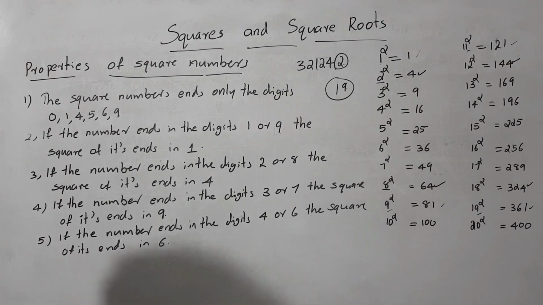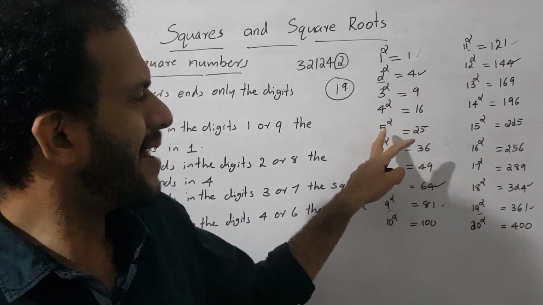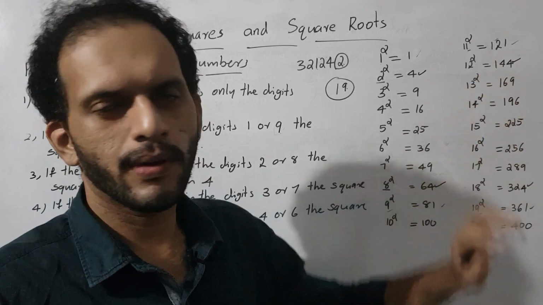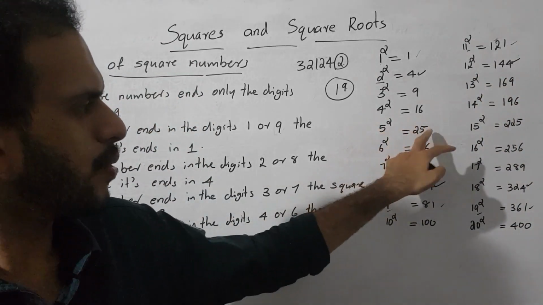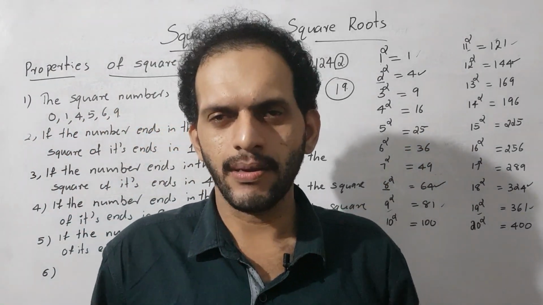The next one: if a number ends in the digit 5, the square also ends in the digit 5. That is very easy to identify, so we are not writing it here.